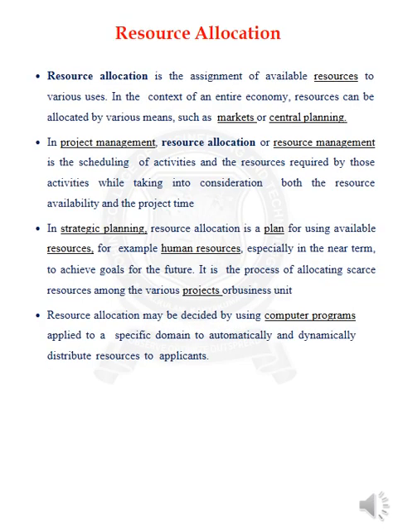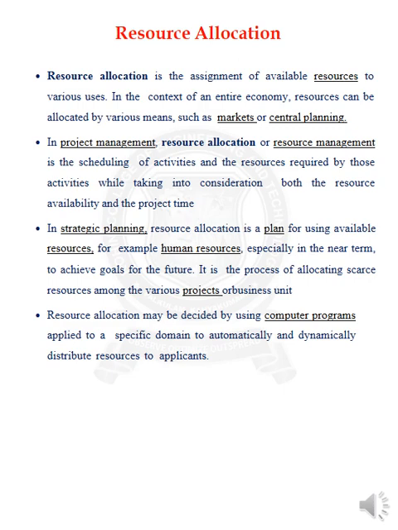Resource allocation is the assignment of available resources to various users. So for the entire economy, resources can be allocated by various means such as markets or central planning. In project planning, resource allocation and resource management is the scheduling of activities and the resources required by those activities while taking into consideration both the resource availability and the project time.